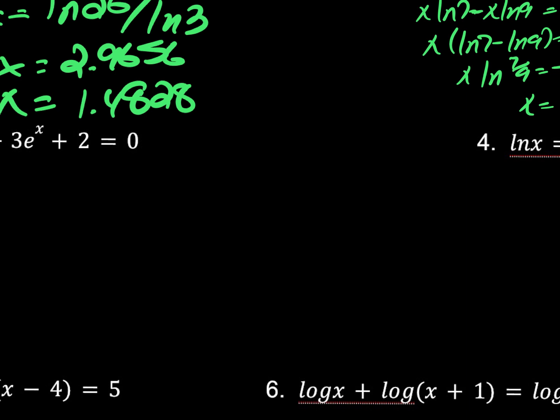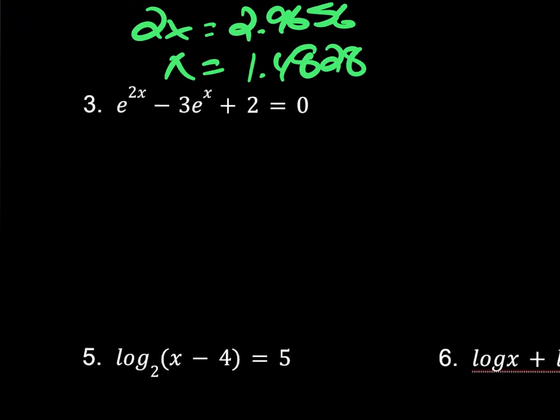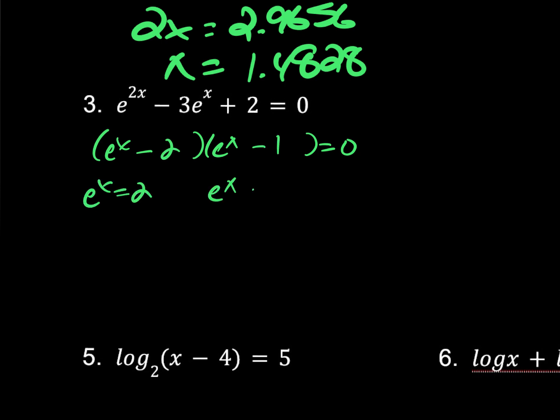Let's go to 3. Number 3, you got a factor. So I'm going to say e to the x and e to the x, because if you multiply those, you add the exponents, it would give you e to the 2x. Factor is going to be minus 2 and minus 1, which means e to the x is 2. E to the x is 1, because we have to make the parentheses 0.